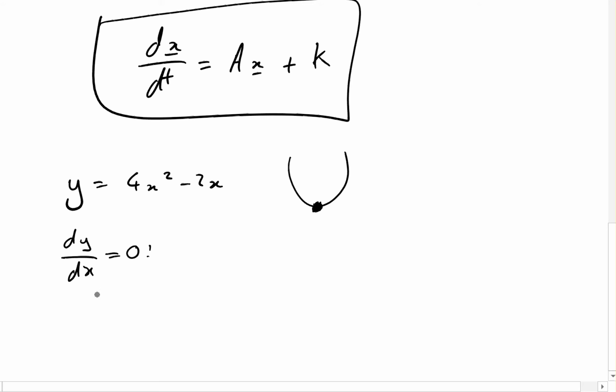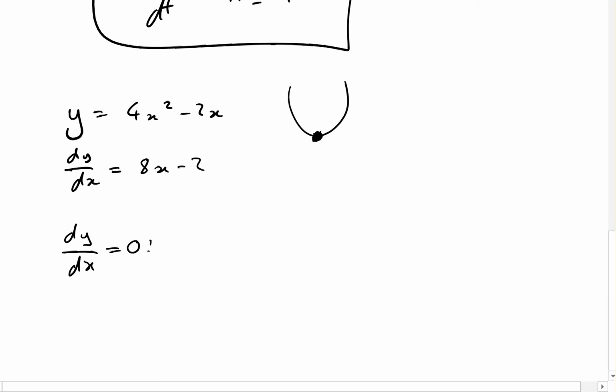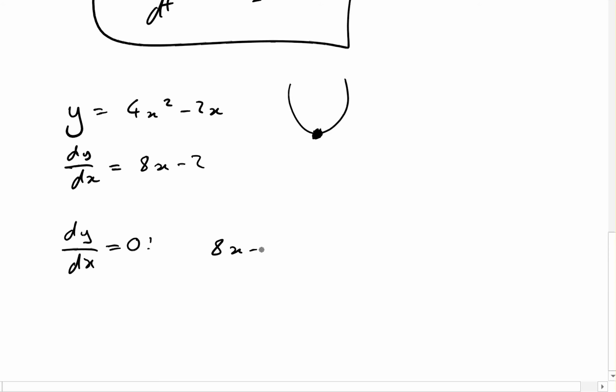Perhaps we should differentiate this first. So dy by dx, it's just A-level stuff. It should be 8x minus 2. So when we set it equal to 0, we get 8x minus 2 equals 0, which implies that our x-coordinate is going to be a quarter. Then we can plug this back in and find out what the y-coordinate is, and so on.